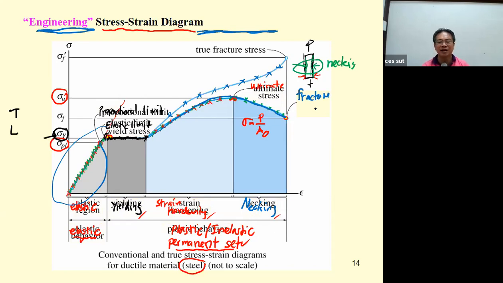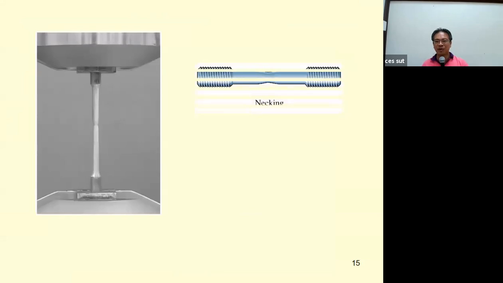In the examination, I may put this one, for example, let's say this is A, this is B, this is C, this is D, and this is E. And I ask you, what is A? A is here. You may answer me, it's the proportional limit. Or I may ask you, what is the necking? You may answer me, that is going to be C. That is for example. And this is going to be the necking.